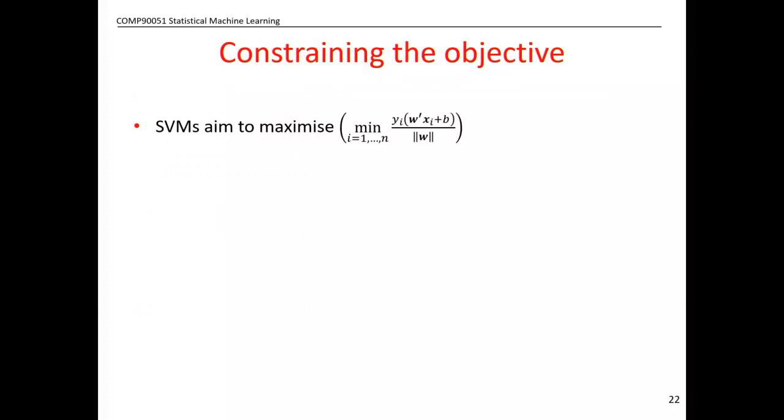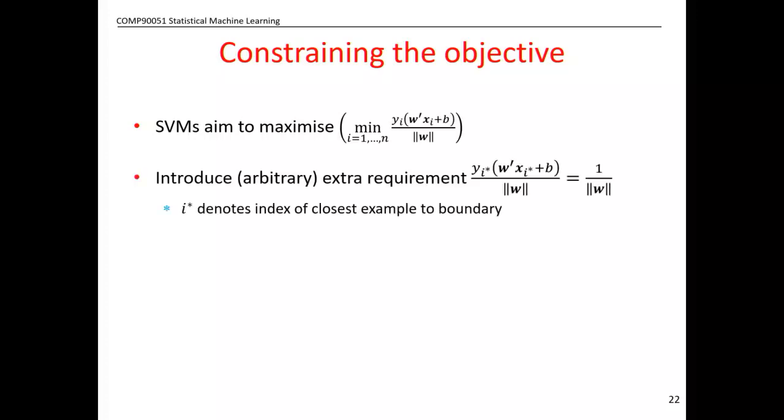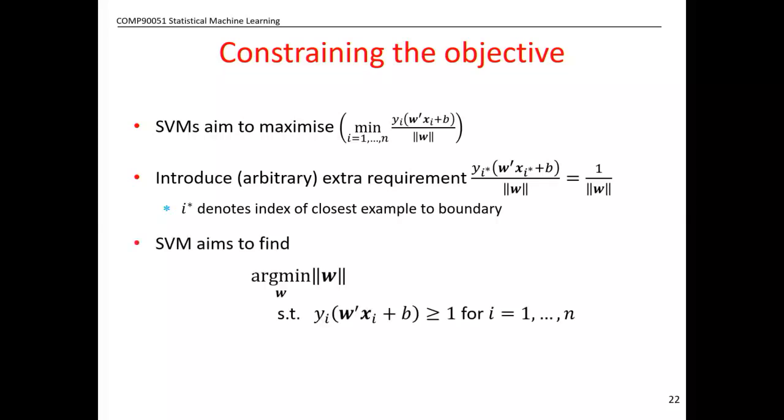So let's put everything together that we've done so far. The SVM aims to maximize the minimum over the training set of this expression, this distance. And we're introducing this constraint for all of the examples. Well, actually, we're introducing it for the example that minimizes the distance. We can do that instead of adding a requirement that the constraint is satisfied for the i star.